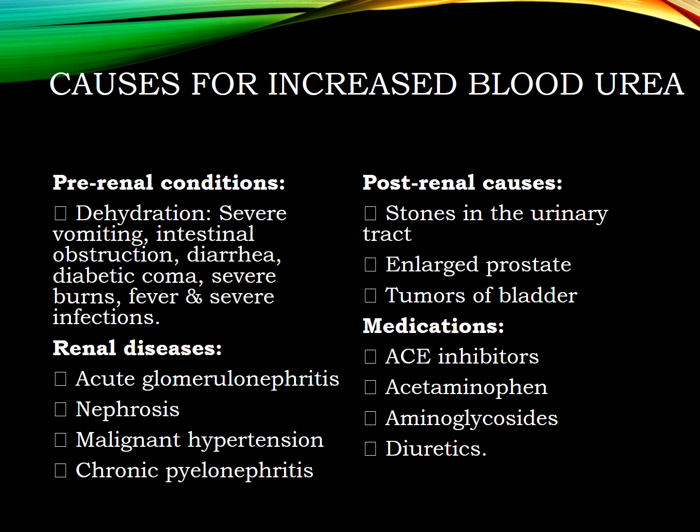And the second one is the renal disease. Renal disease such as acute glomerulonephritis, nephrosis, malignant hypertension, and chronic pyelonephritis. And post-renal causes such as stones in the urinary tract, enlarged prostate, and tumors of the bladder. And the last one is the medication which you are taking, such as ACE inhibitors, acetaminophen, aminoglycosides, and diuretics. These are all medications which will lead to an increase in the blood urea content.